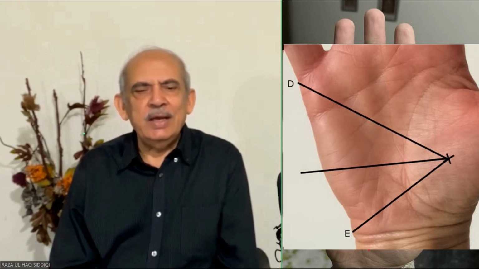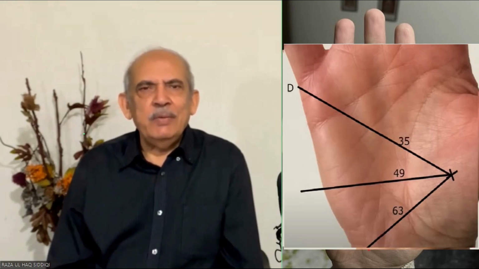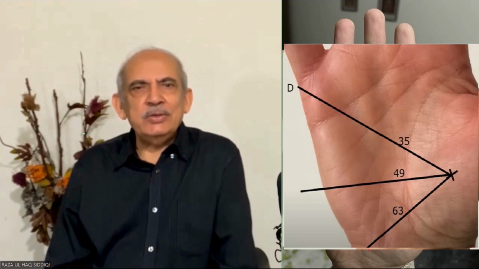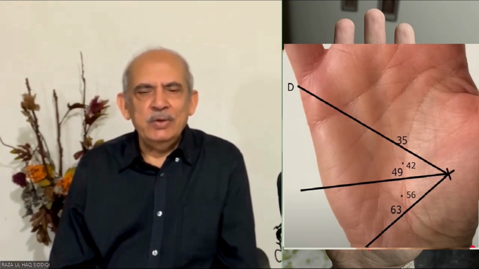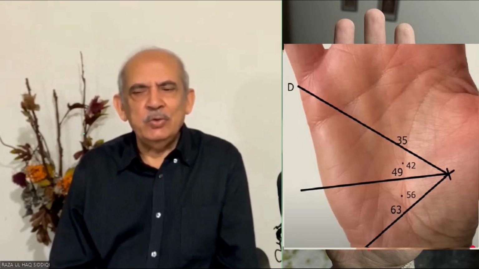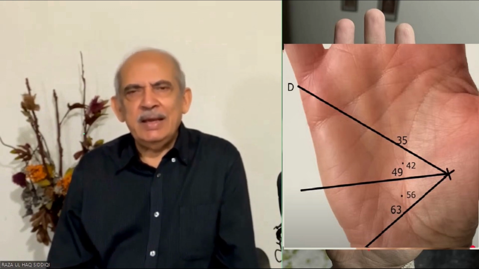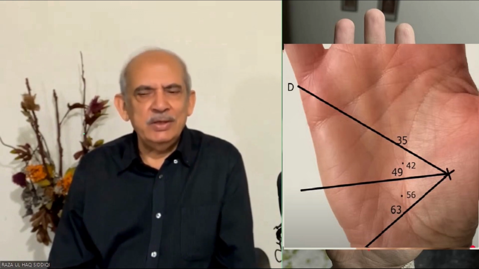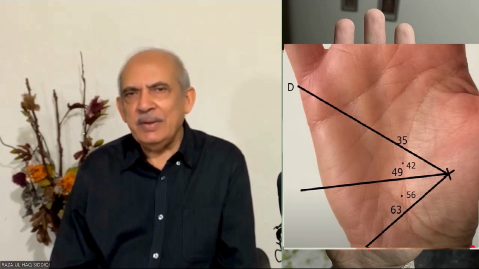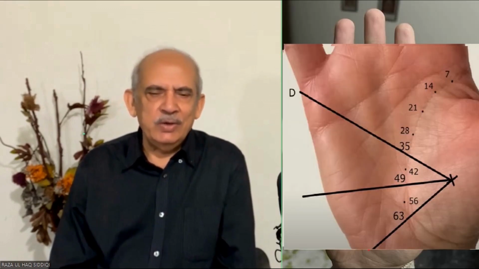Now the three lines are going to cross the lifeline at the ages of 35, 49, and 63. So again, in between, you can mark the ages of 42 and 56. And then before the age of 35, you can divide the lifeline into segments of 7 years. And this way, you can mark them all on the lifeline.